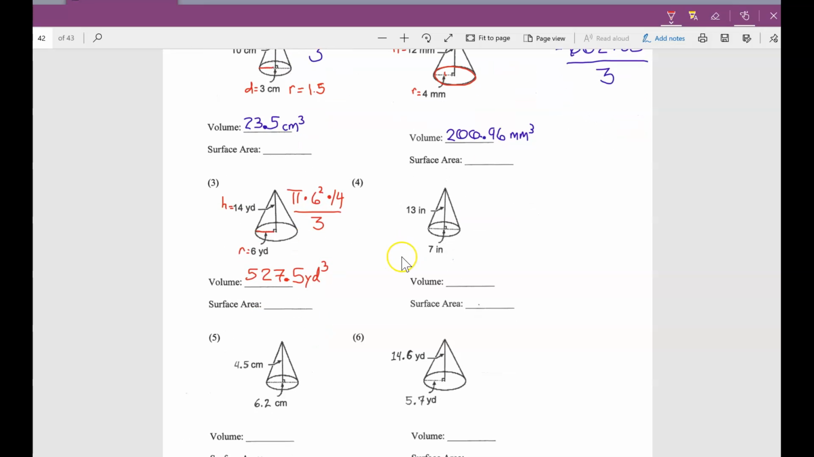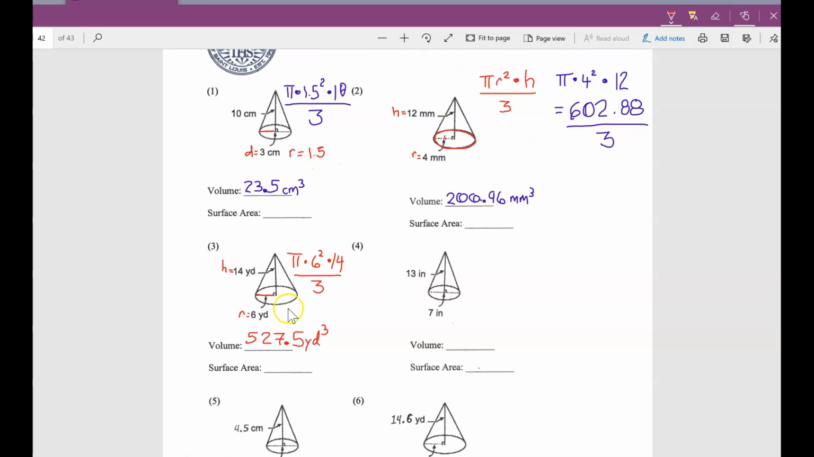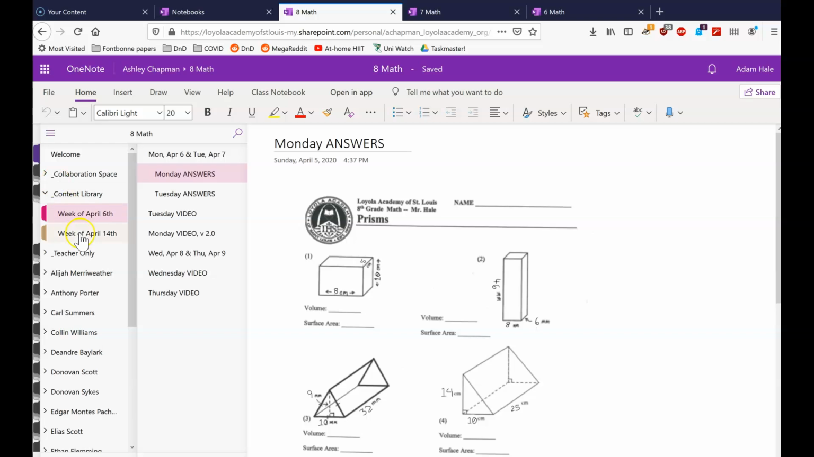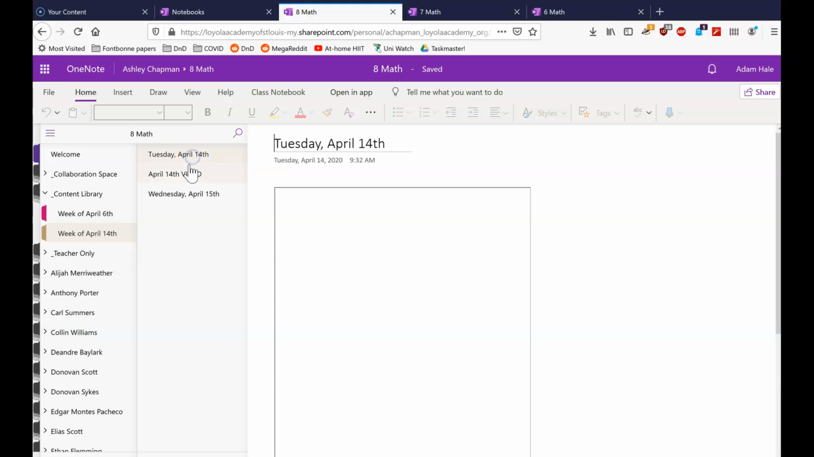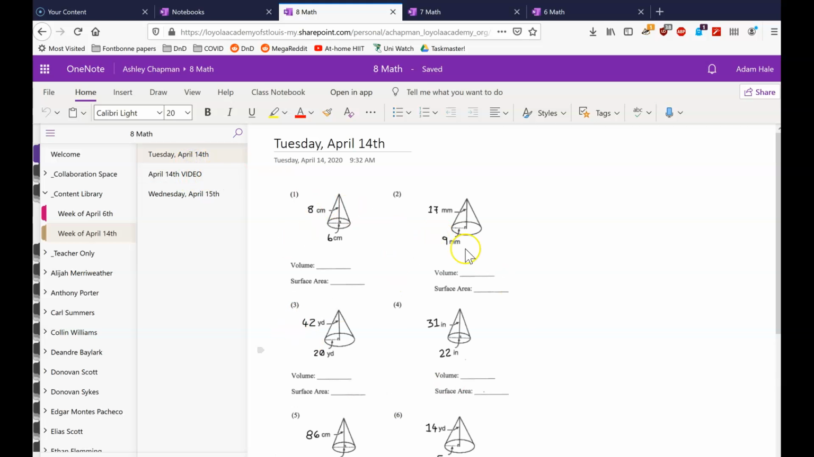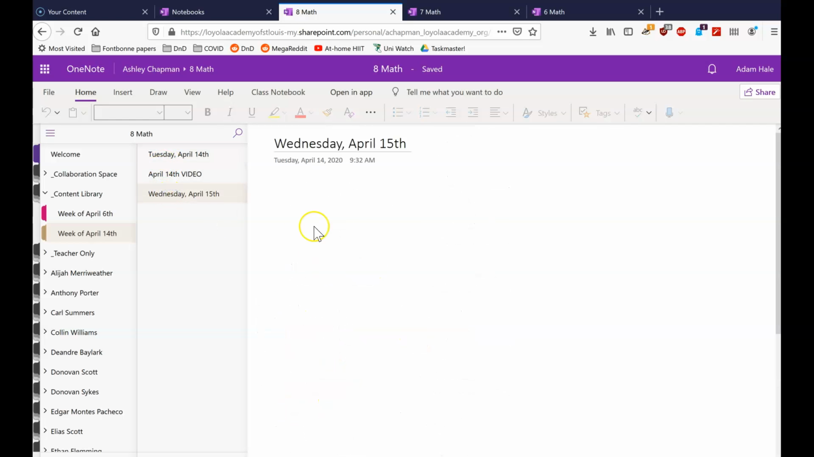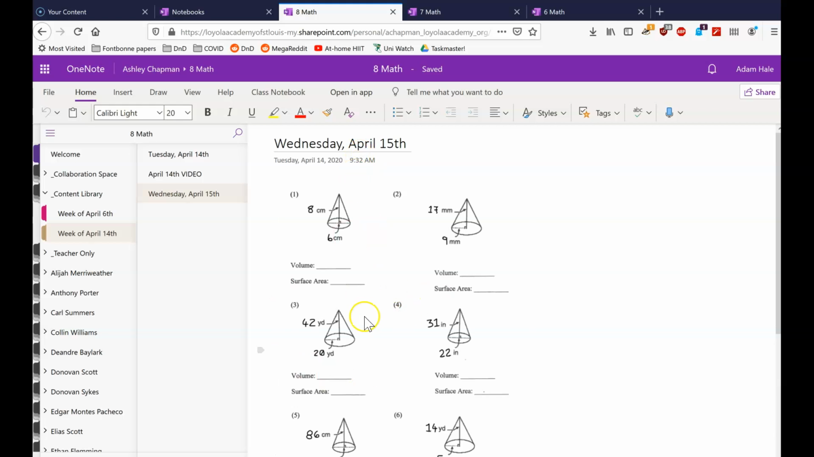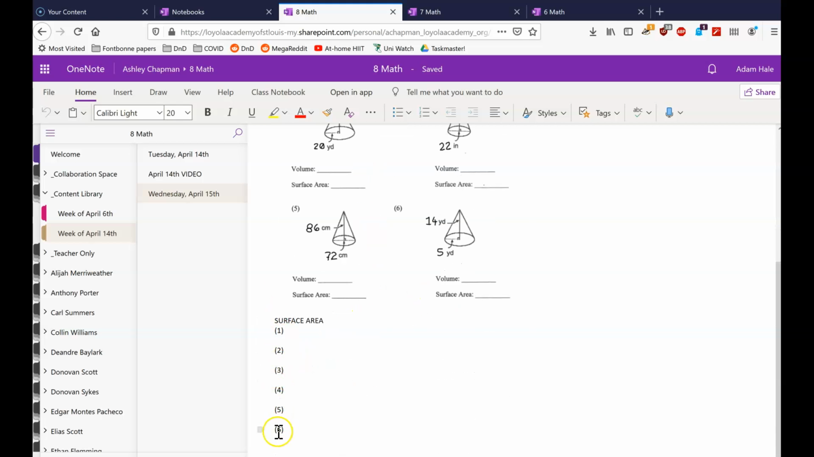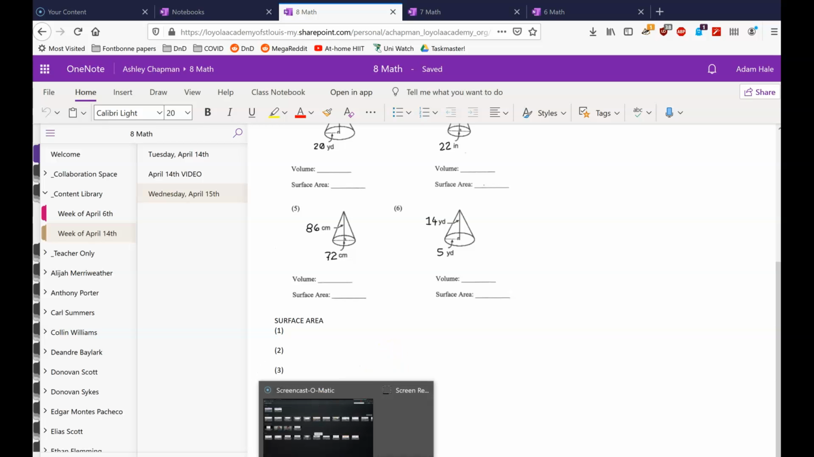The problems that you have for your homework today are the volume of 6 cones. I have taken this exact same worksheet and just changed the numbers around. I've also tried to make things a little easier to follow. There's now a week of April 14th folder, and then you'll see that Tuesday, April 14th has this worksheet, but it only says volume here. Then Wednesday, April 15th, tomorrow, is the same worksheet, but it says surface area. So I hope that's a little clearer what you're supposed to do which days this week.